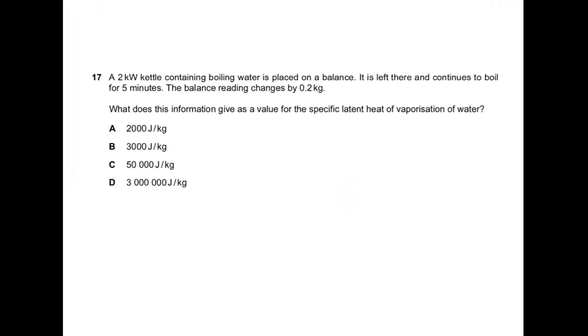17 is related to temperature. A 2 kilowatt kettle containing boiling water is placed on a balance. It is left there and continues to boil for 5 minutes. The balance reading changes by 0.2 kg. And we have to find the specific latent heat of vaporization.